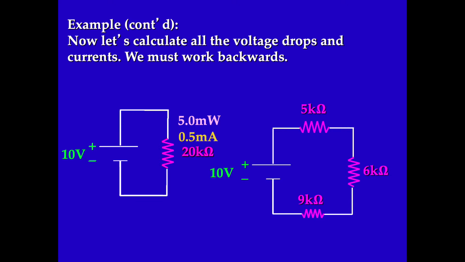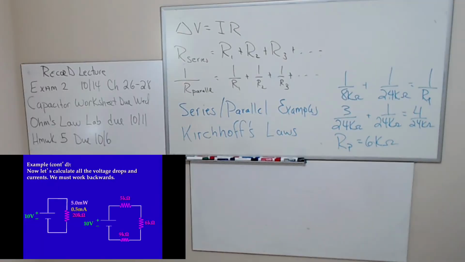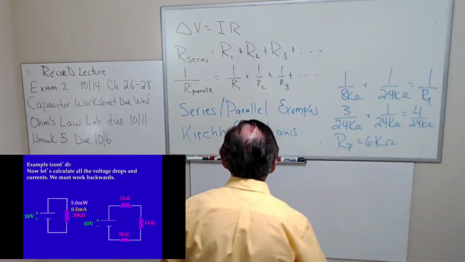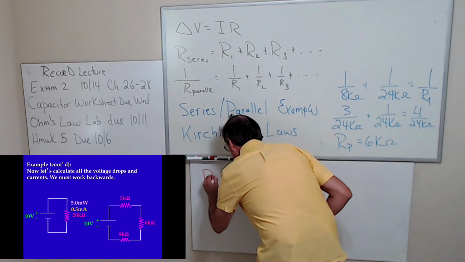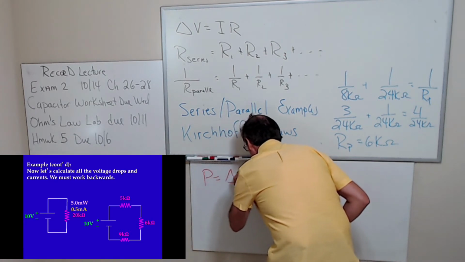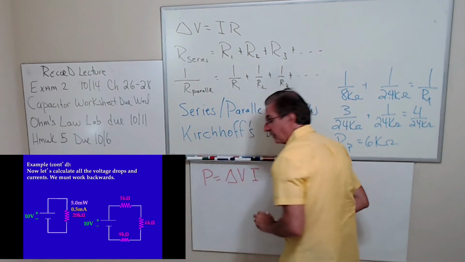Now as we go through this circuit, we know that the current through each one of the resistors is going to be equal. Oh, power is just delta V times I. So let me go up to the board. So power, I'll write it down here, is delta V times I.